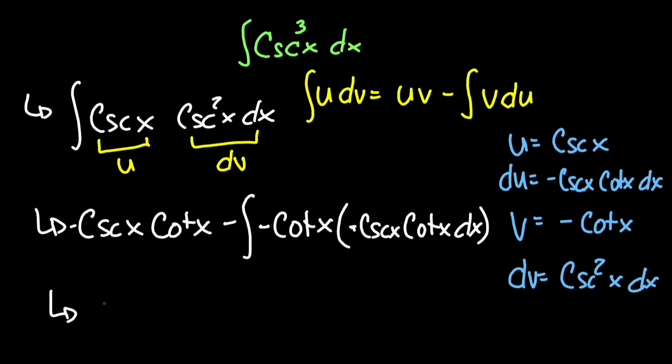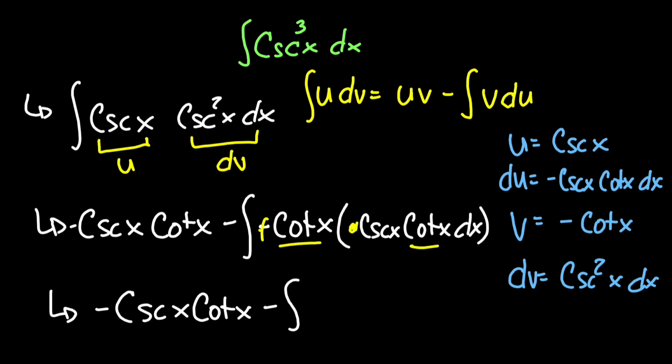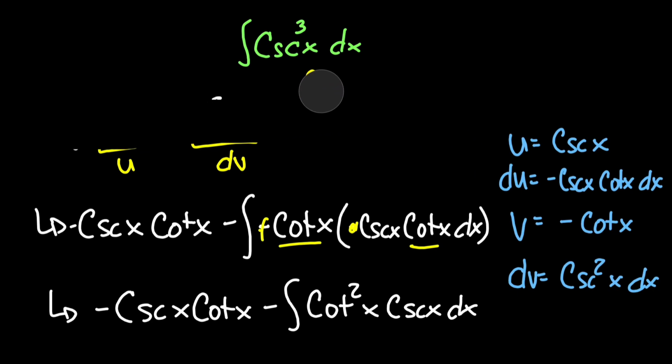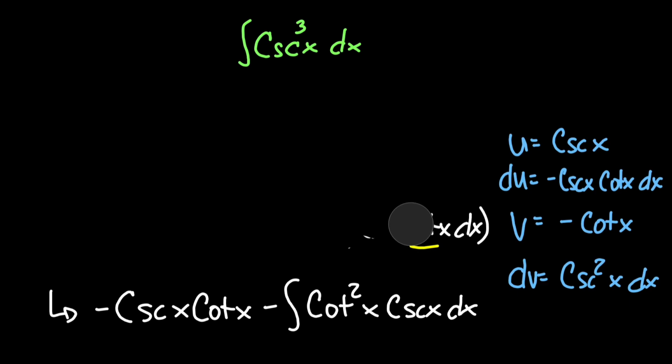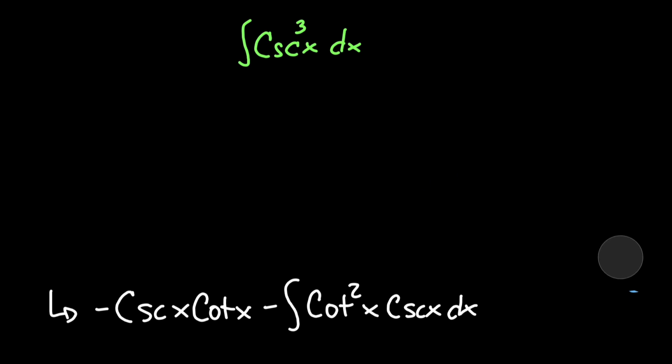So let me just simplify this. The negatives here would cancel each other out. And the cotangents here would be multiplied to each other. So you have cotangent squared x multiplied by cosecant x dx. And so you can see here again, we have a cotangent squared of x.